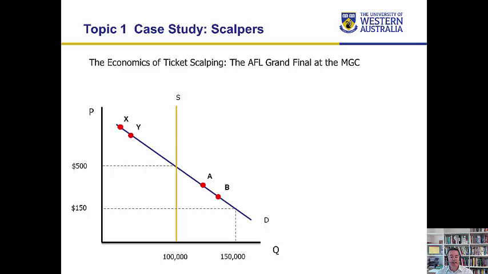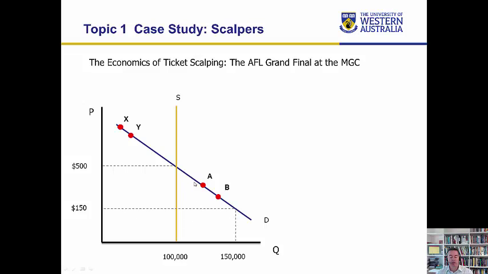Okay, so what these scalpers then are doing is helping the market achieve a more efficient outcome. If the price was at equilibrium of 500, then the tickets would go to the 100,000 people willing to pay the most. That is, the people on the demand curve to the left of the supply curve. But we know the price of 500 is too high. The AFL Commission wants these tickets to be available to everyone, so the price is set at 150.